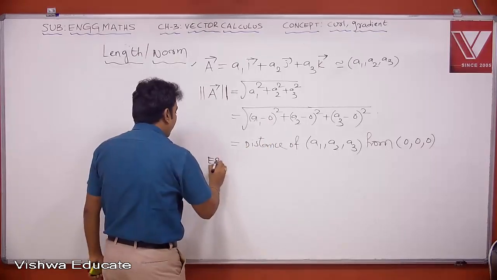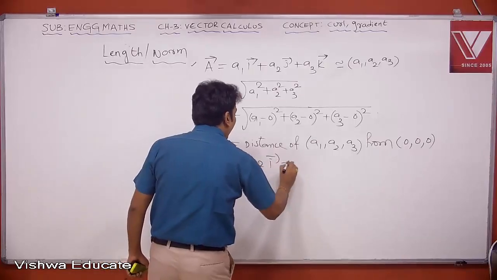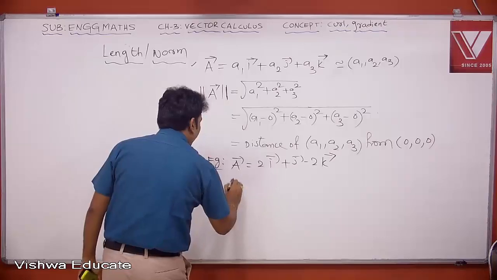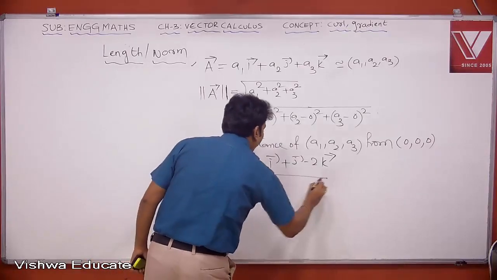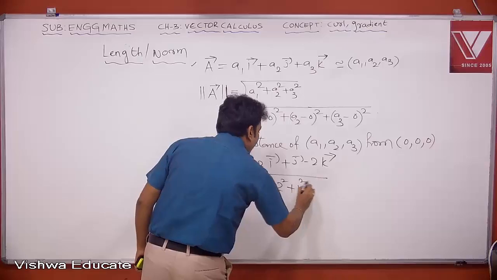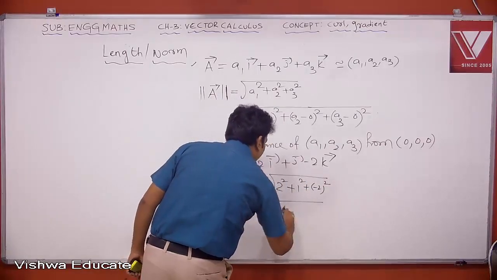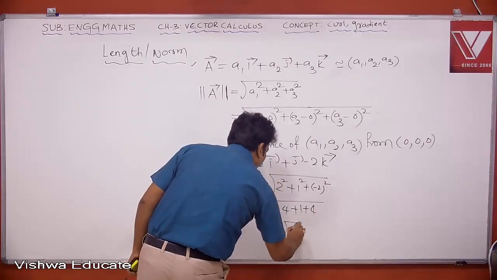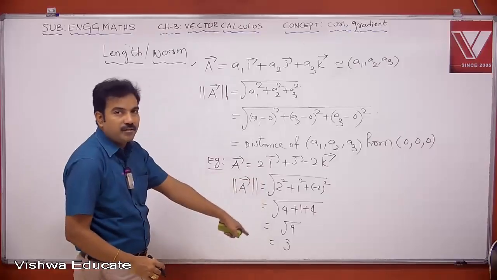Suppose, for example, A bar equal to 2I bar plus J bar minus 2K bar. Now when you look at its length, norm A bar equal to square root of 2 square plus 1 square plus minus 2 whole square. So this is square root of 4 plus 1 plus 4. So square root of 9, and this is given by 3. So its length is 3.